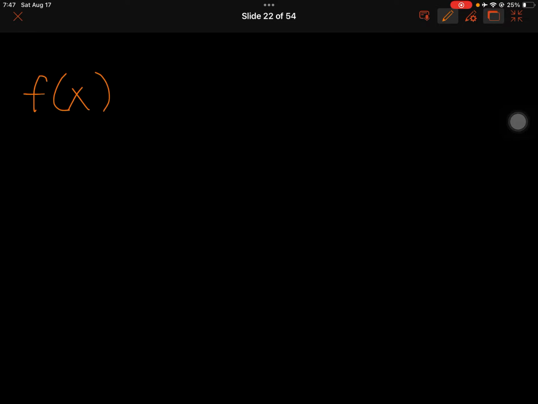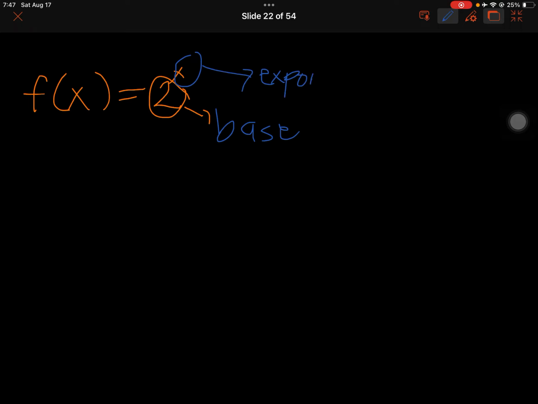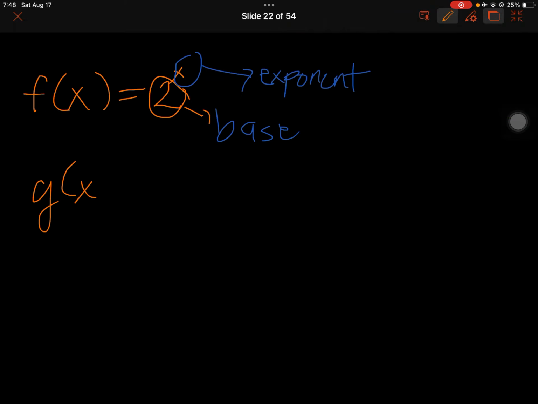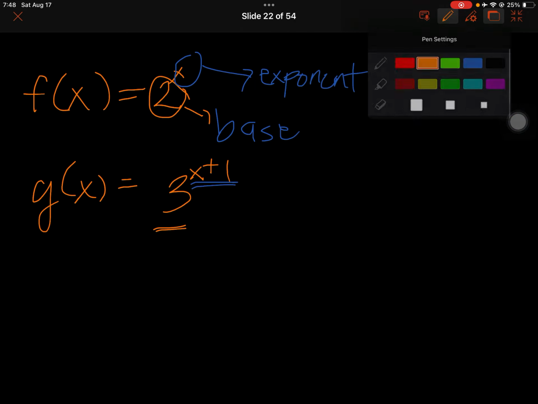So let's give an example for the exponential function. f of x is equal to 2 raised to x. This is an example of an exponential function. The 2 here is called the base, and the x here is called the exponent. Another example, g of x is equal to 3 raised to x plus 1. Again, we have the base 3, and we have the exponent x plus 1.